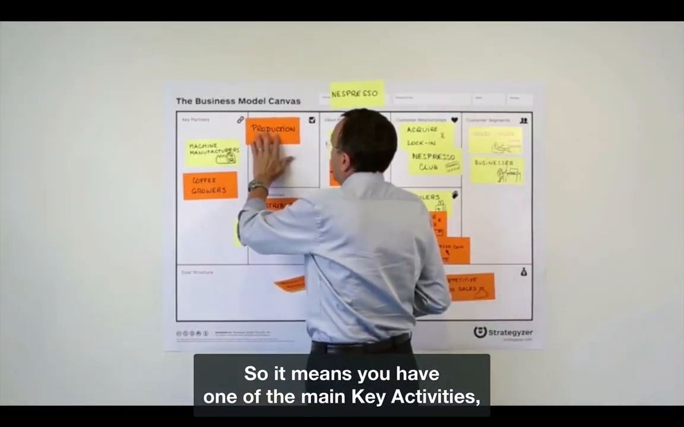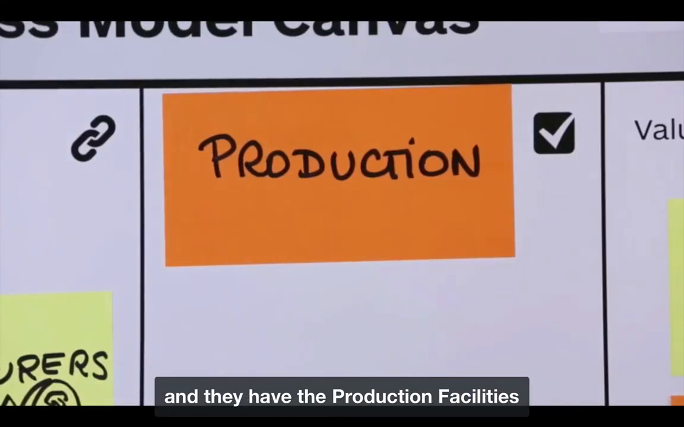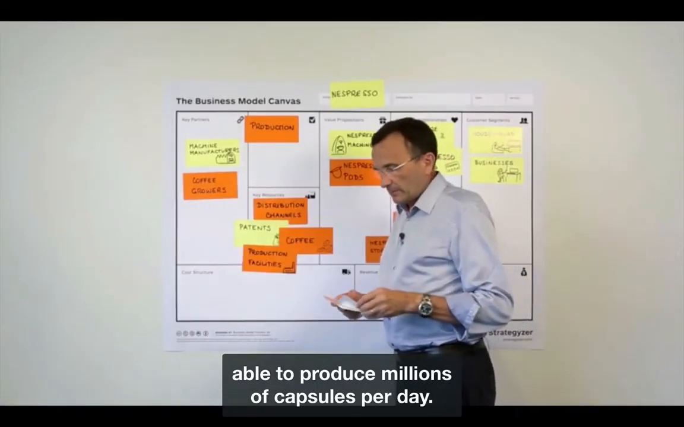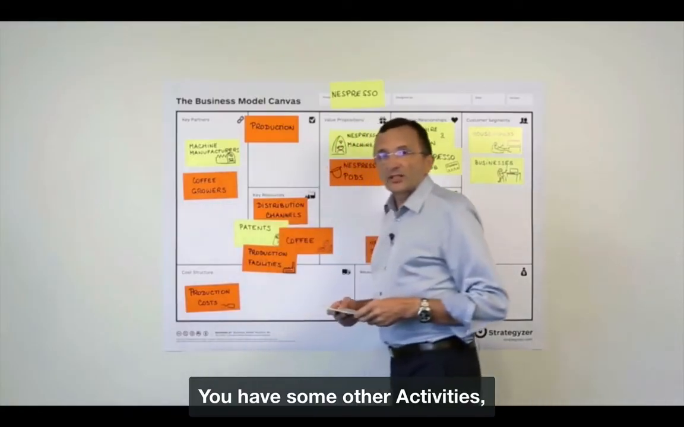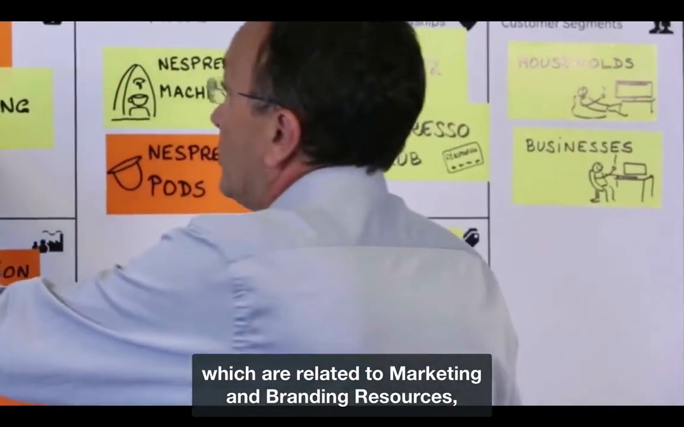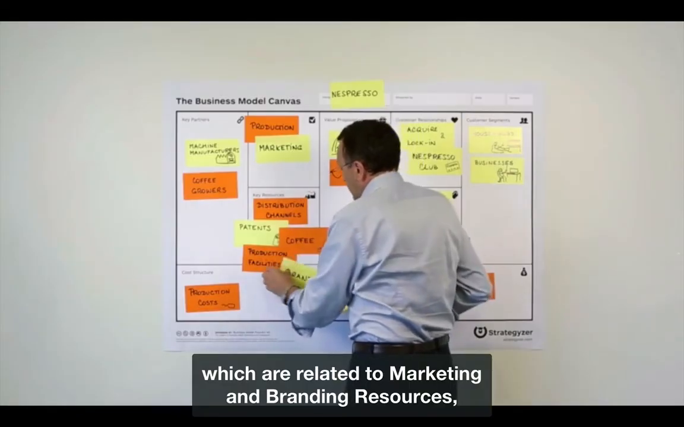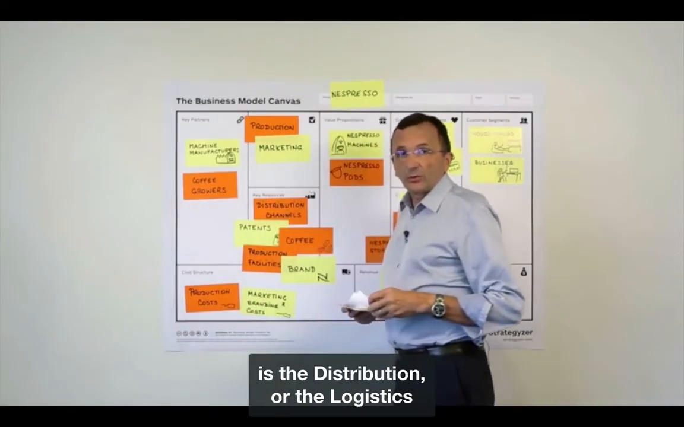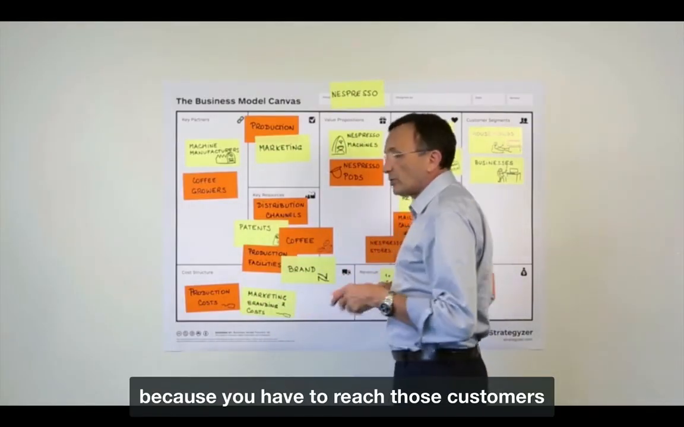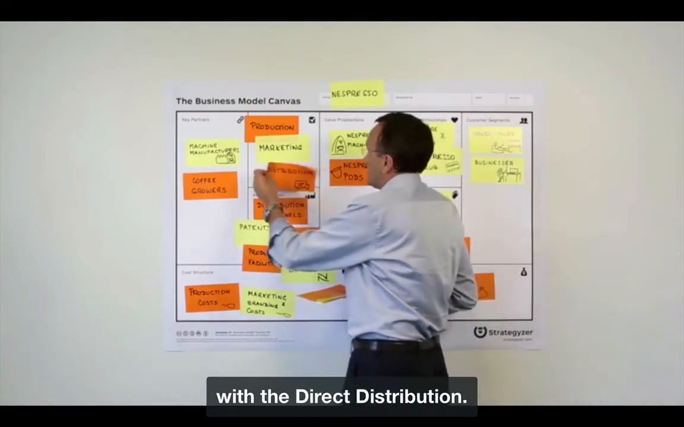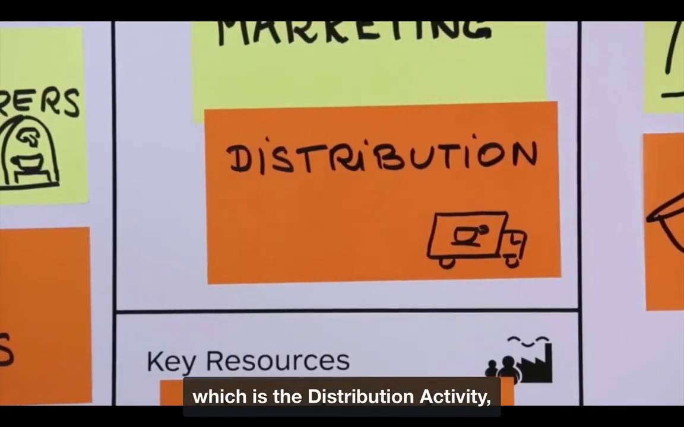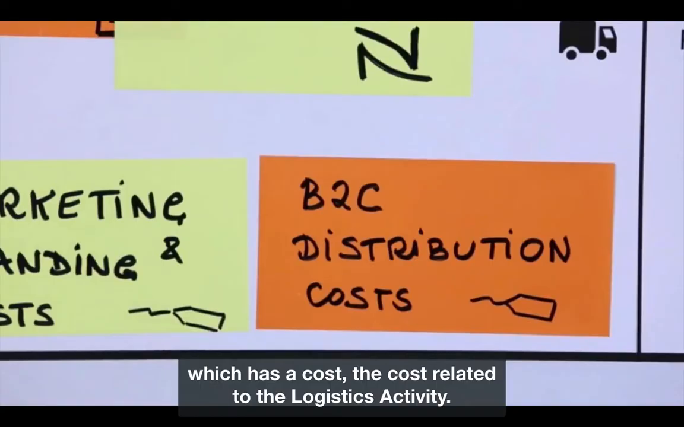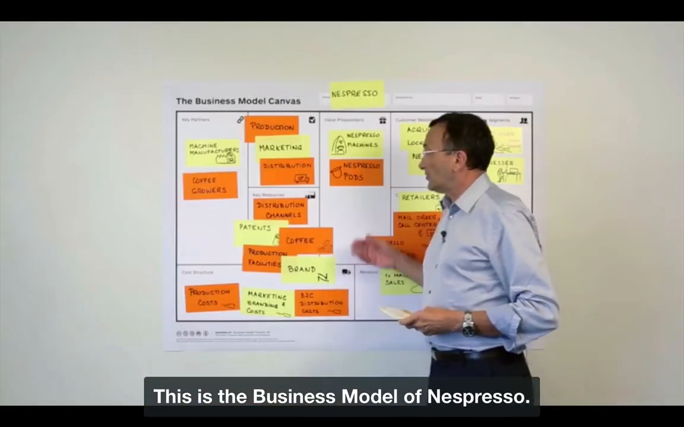So it means you have one of the main key activities, which is the production, and they have the production facilities able to produce millions of capsules per day, and it has a cost. You have some other activities which are related to marketing and branding, and branding resources, which has a cost. And the last activity is the distribution or the logistics, because you have to reach those customers with this direct distribution. So it means that you have the third activity, which is the distribution activity, which has a cost, the cost related to this logistics activity. This is the business model of Nespresso.